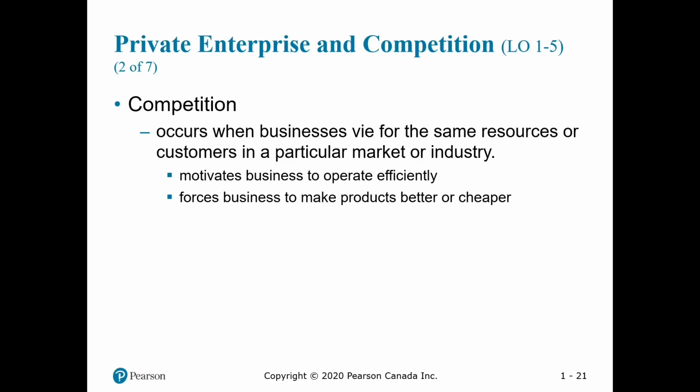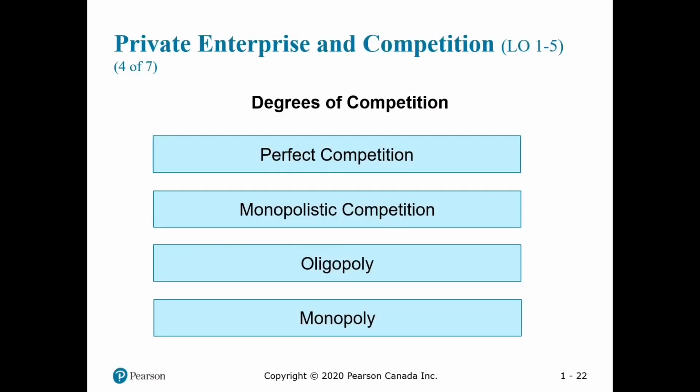Competition occurs when businesses vie for the same resources or customers in a particular market or industry. Competition motivates business to operate efficiently and forces business to make products better or cheaper. Degrees of competition. 4 degrees of competition within private enterprise are identified. The degrees of competition are influenced by the number of firms competing for the same consumer's dollar, and the similarity of their products or services in the eyes of consumers.